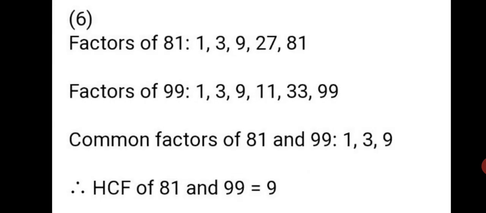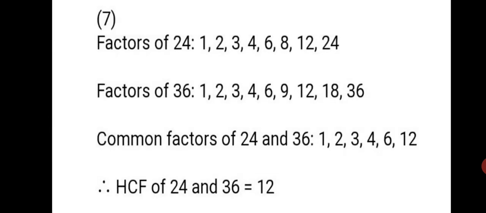Sixth sum. Factors of 81 and factors of 99, you have to write it down. Then the common factors of 81 and 99 are 1, 3, 9. Therefore, highest common factor, that is HCF of 81 and 99 is equal to 9.